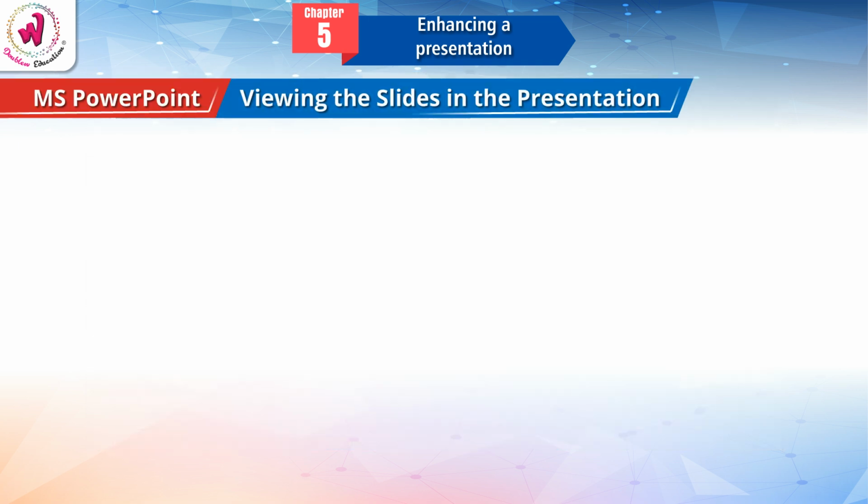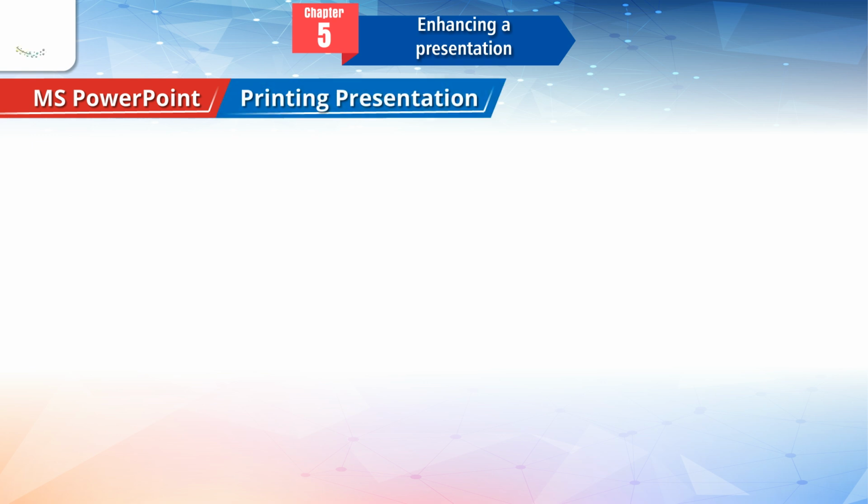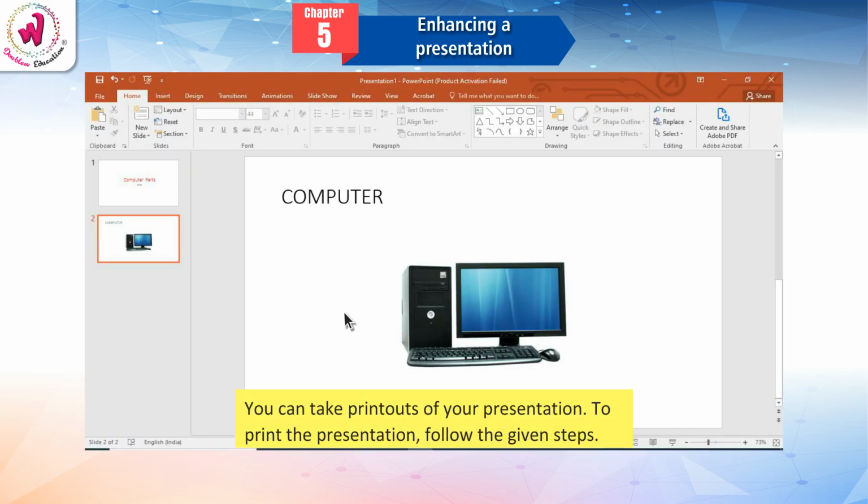Viewing the slides in the presentation. By selecting the Start from the Beginning option on the Quick Access toolbar, you can view the presentation in full screen mode. This button allows you to run the slides in full screen mode. Printing presentation. You can take printouts of your presentation.